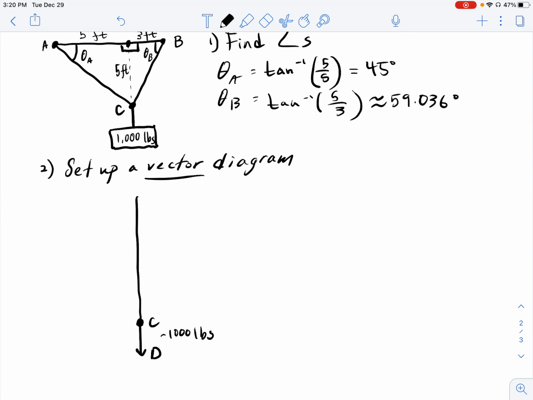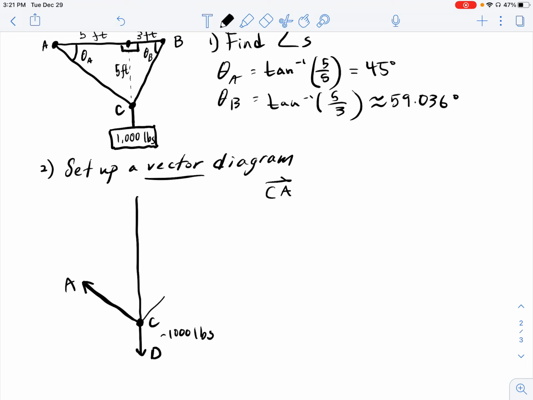Now, it's important to recognize here that what we have is vector A, C going to A. So I'm going to draw that vector here, C going to A. So there's C going to A. And I'm going to just label that here. That's vector CA, okay?